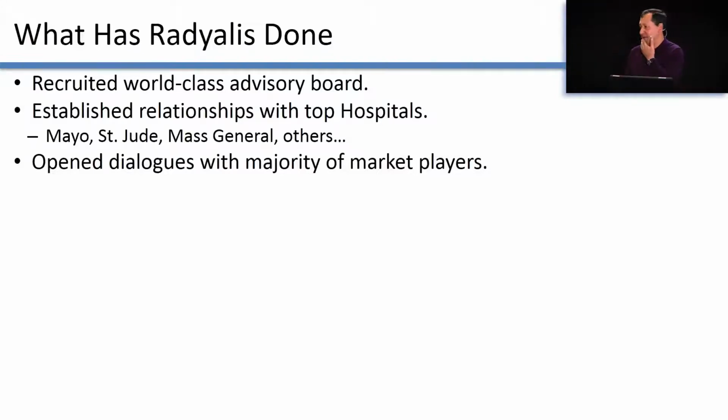What have we done? The first thing we did when we formed the company is realize we're EDA engineers. We don't know anything about this area. We know some small things, but you have to find experts. And so we found a world-class advisory board. We went and found key people who knew what they were talking about, who were respected in their area.